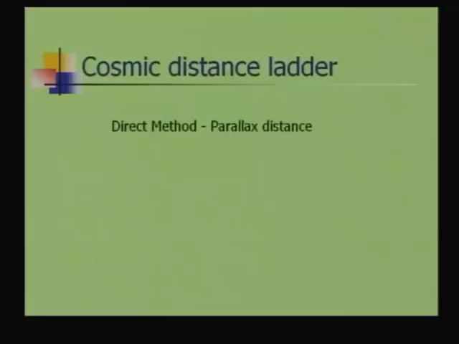The way in which distances are determined is referred to as the cosmic distance ladder. So, the issue that we are going to discuss is the cosmic distance ladder. The determination of distances starts from within our solar system. That is something I am not going to discuss. I am going to assume that we know the Earth-Sun distance. This is an issue that you should read up: how we can determine the distance from the Earth to the Sun.